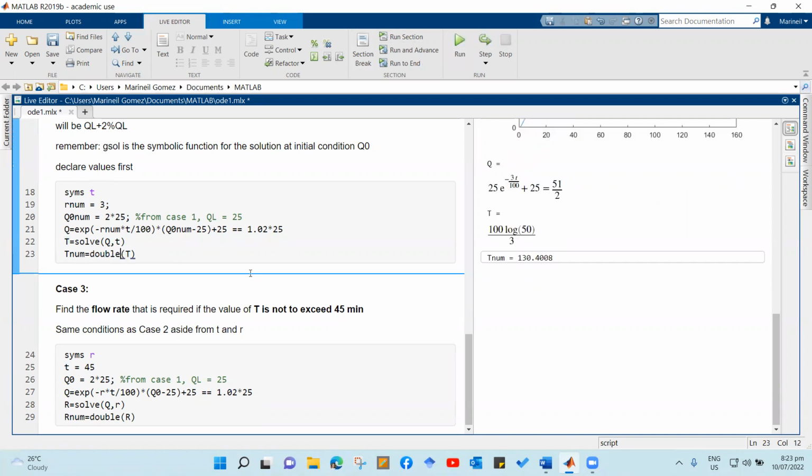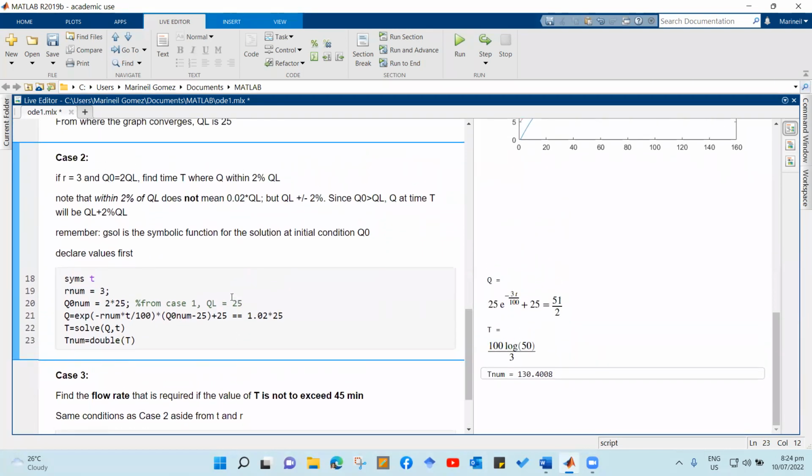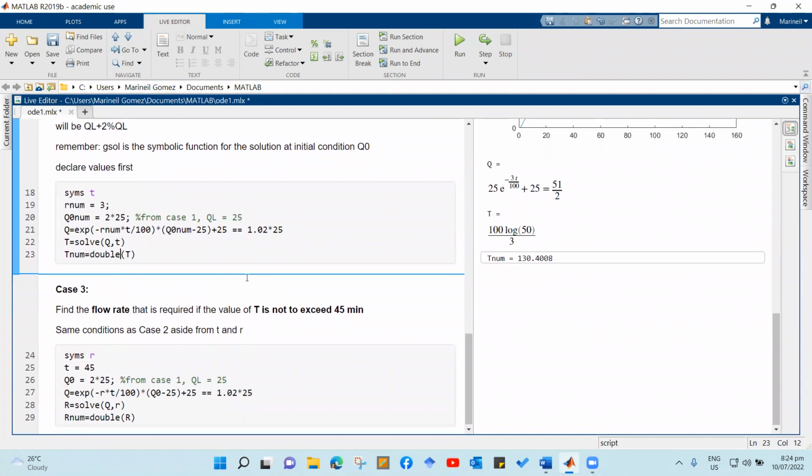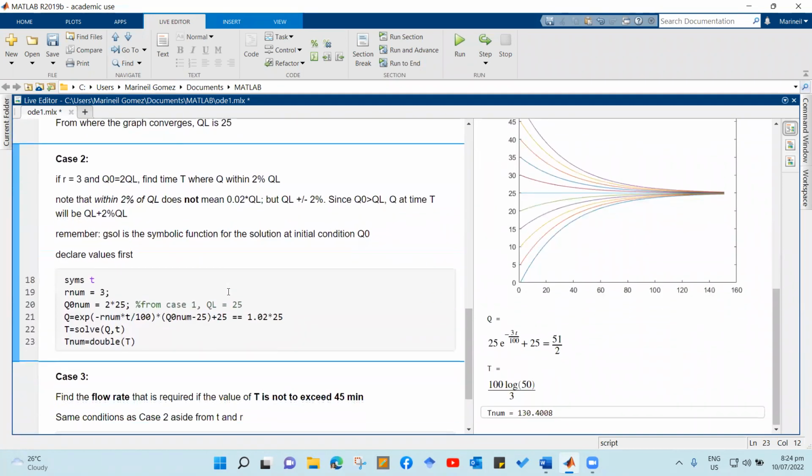Let me run this section. Okay, and we have now our value. If we find t in our equation, this is the value of our t, and if we calculate the actual value, this is 130.408. So that's the amount of time. 130 minutes is the amount of time it would take for the solution in the vessel to go within 2% of our QL. If we look at our graph, this is 120, 130, so within 2% around this period.